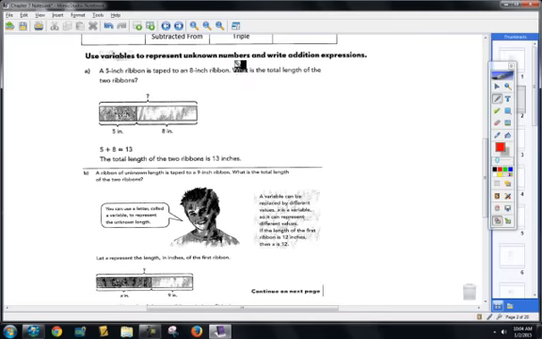Use variables to represent unknown numbers and write addition expressions. So, remember, a variable is just an unknown number. It's exactly what it is, okay? I mean, when we say the variable x, we mean some number. We don't know what x is, but that's the whole point of using a variable, because you can't just leave it blank. You put something in to know, okay, it does equal something. We just don't know what yet, okay?